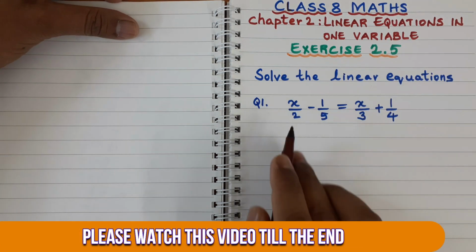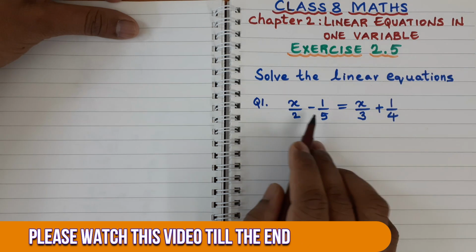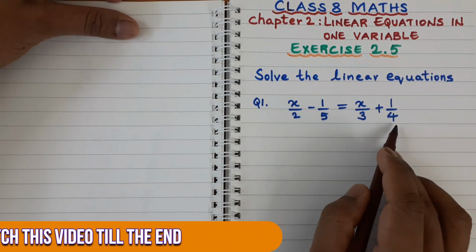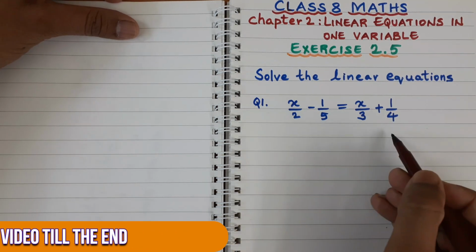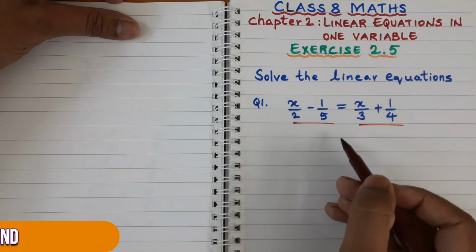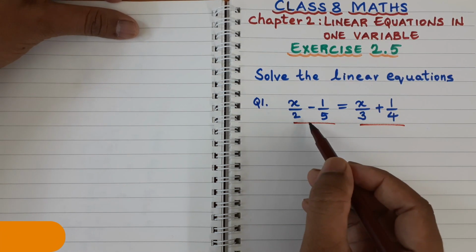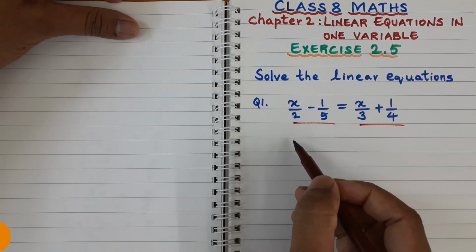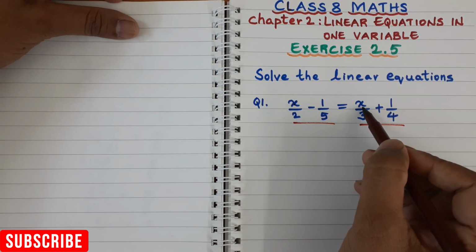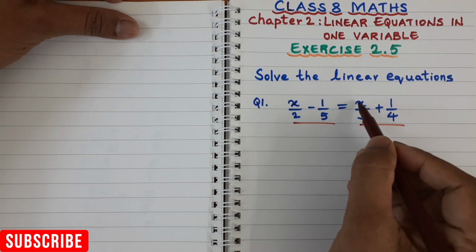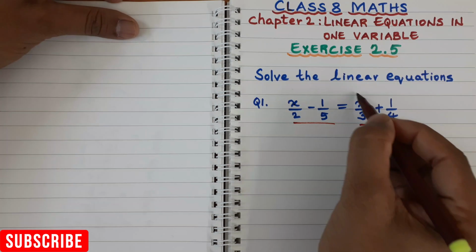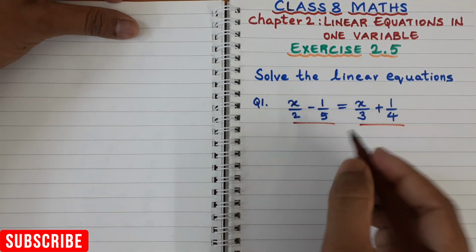Solve the linear equations. The first question is x by 2 minus 1 by 5 equals x by 3 plus 1 by 4. So in this equation we have two sides, left side and right side. Step number 1 is arrange all the x terms on one side. On the left side we have the x term and on the right side we also have the x term. Then what I am doing here is arranging these terms on one side. I am transposing x by 3 to the left hand side.